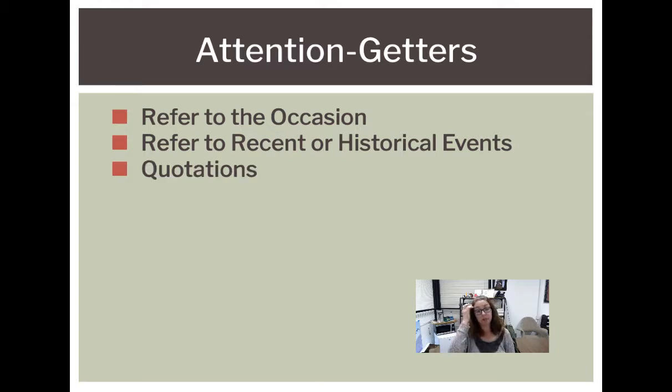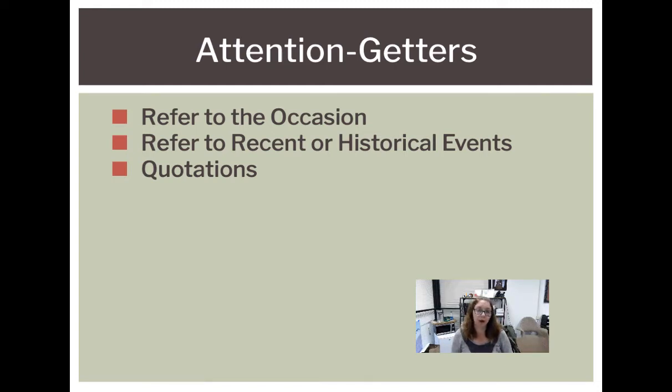Another way is to start with a quotation. Quotations make good attention getters because they are worded in a specific way, and it's that wording that hooks the audience. One bit of caution, though, when you use a quotation is that you need to start by looking at the camera and your audience when you are presenting.